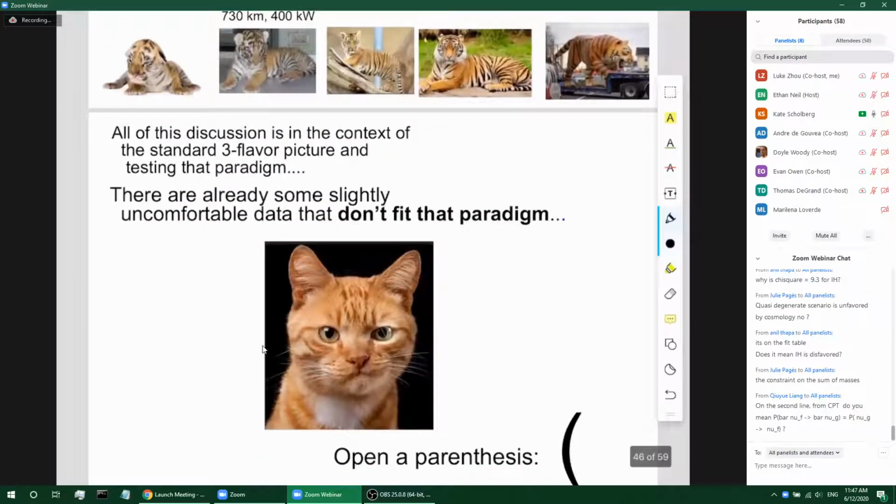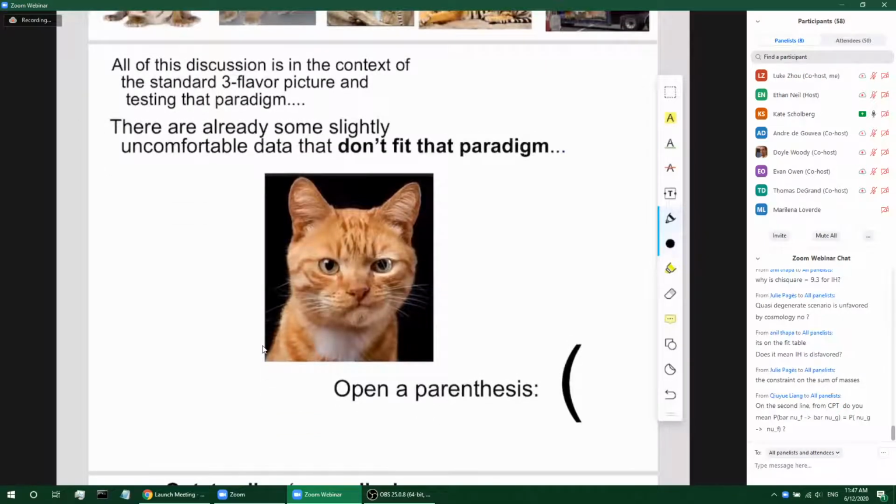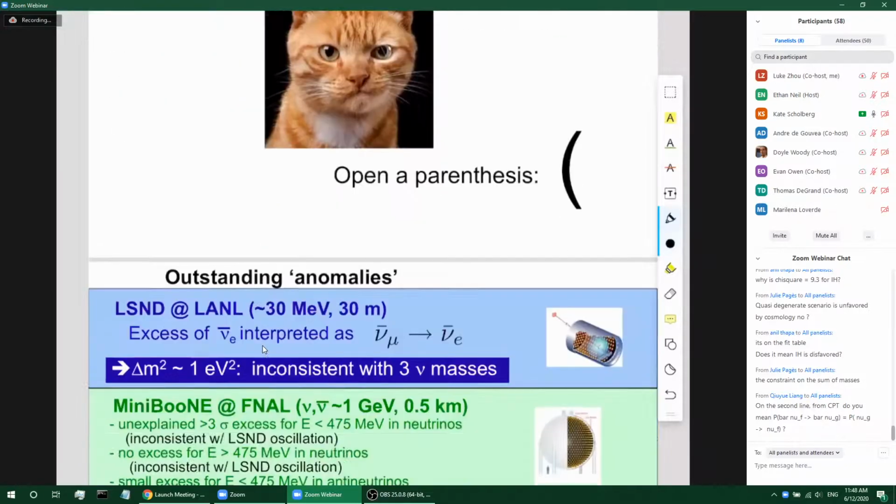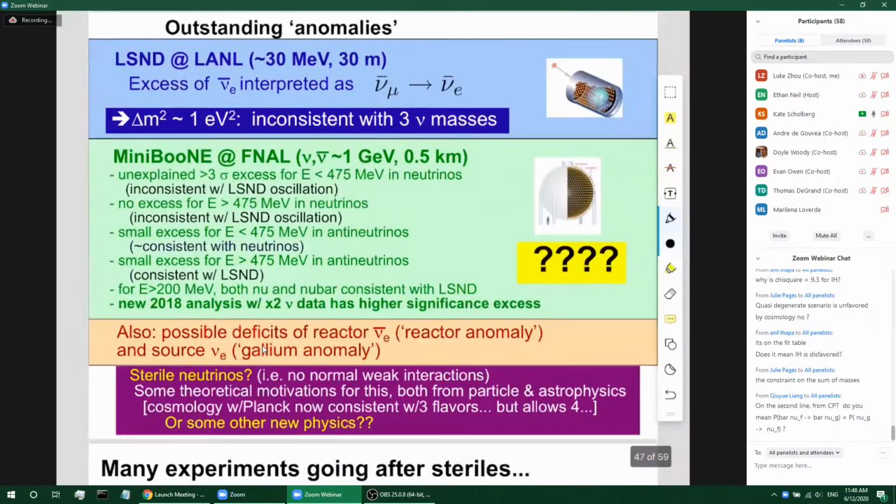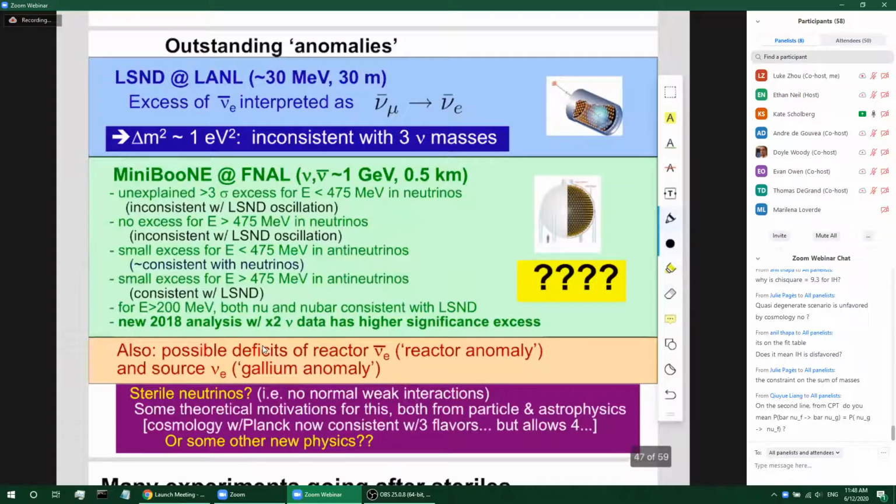Okay, I guess I'll use the last little bit of time to say something very briefly about some of the slightly creepy things that are out there in the data. There are some slightly uncomfortable data that don't really fit this lovely, neat and tidy 3-flavor paradigm. And so I'm going to open this parenthesis. I'm not going to go through all the details of all of these, but there are several data sets out there that are somewhat anomalous.